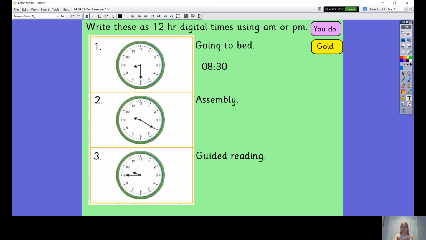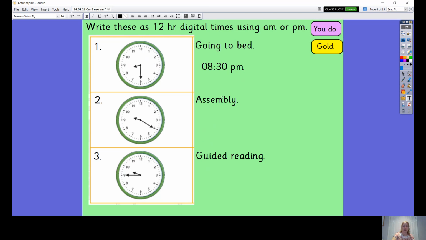Okay, so the 8:30 one, I'm going to put PM after that one because when we go to bed, we don't go to bed generally at 8:30 in the morning, as I said earlier, unless we are not very well or, I don't know, perhaps been up all night for some reason, but generally speaking, when we're going to bed at 8:30, it'd be 8:30 PM in the evening.